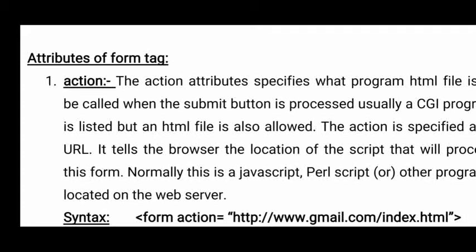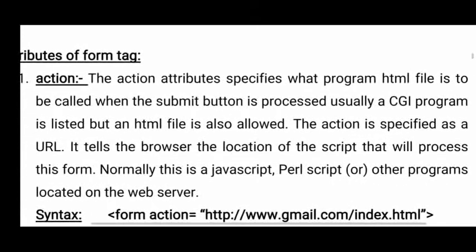Okay, here you can see the definition. The action attribute specifies what program or HTML file is to be called when the submit button is processed. Usually a CGI program is listed. It is a script program which is called when the user clicks on the submit button, and this CGI script is an intermediary between your front end and your back end. So this will take data from a client and submit that data to the server.